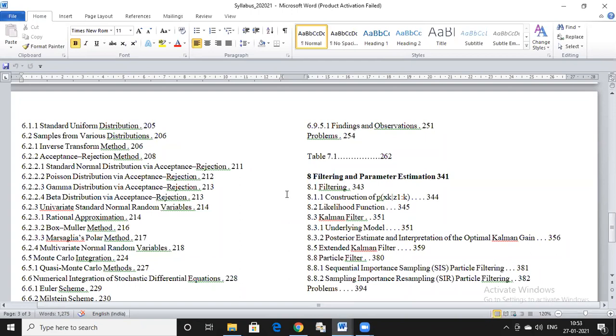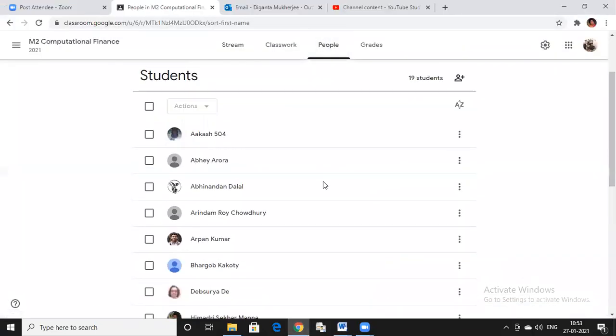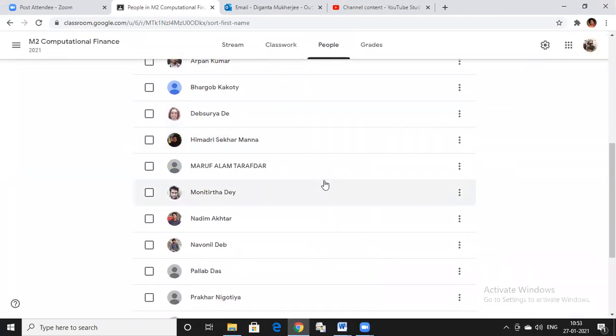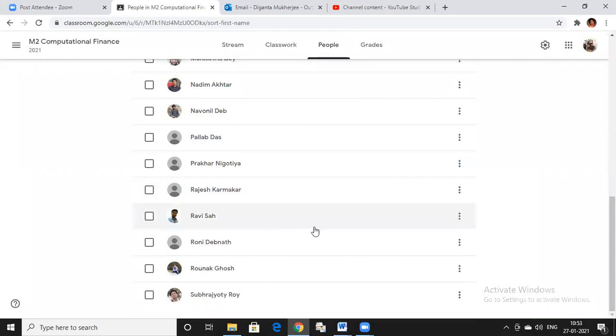In fact, I saw two new names in the classroom. Let me see. There were two new names here: Bhargav Kakoti and Rajesh Kormukar. So are any of you here, Bhargav Kakoti or Rajesh Kormukar? No, sir, they are not here. They are not here, right? Yeah, I can see that too. So I don't know why they entered, but maybe just to look at the syllabus.